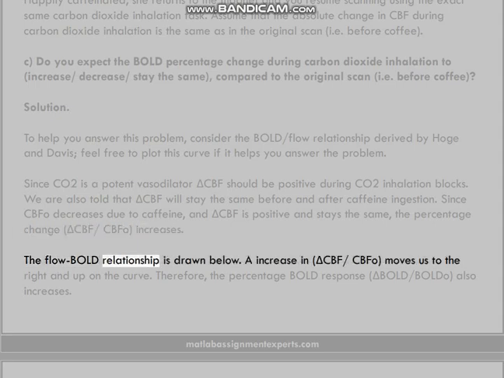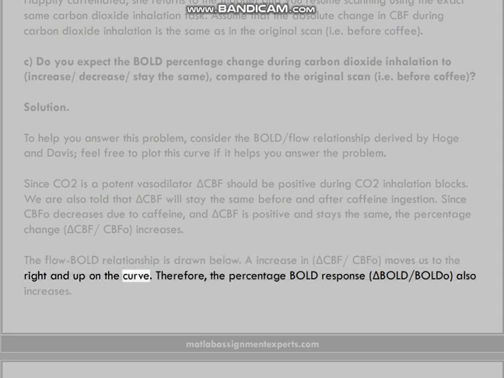The flow-BOLD relationship is drawn below. An increase in delta CBF/CBF0 moves us to the right and up on the curve. Therefore, the percentage BOLD response, delta BOLD/BOLD0, also increases.